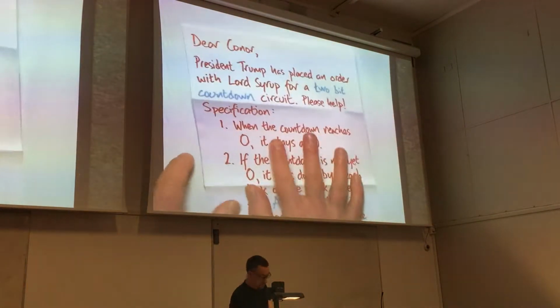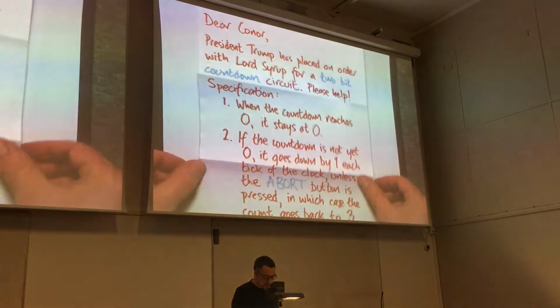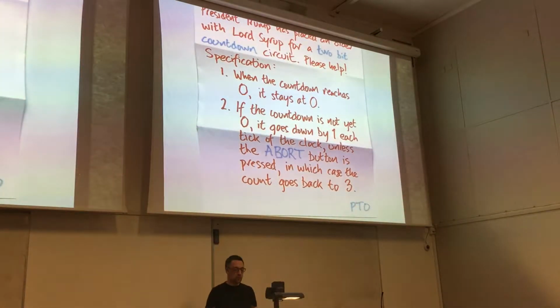It says, Dear Connor, President Trump has placed an order with Lord Syrup for a 2-bit countdown circuit. Please help. Specification 1. When the countdown reaches 0, it stays at 0. And 2. If the countdown is not yet 0, it goes down by 1 each tick of the clock, unless the abort button is pressed, in which case the count goes back to 3.